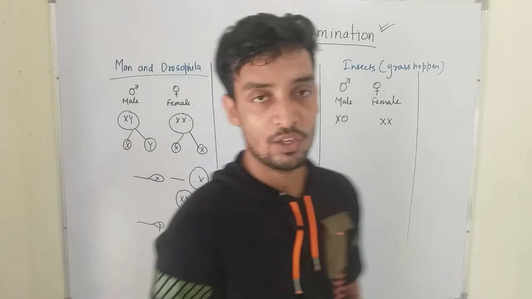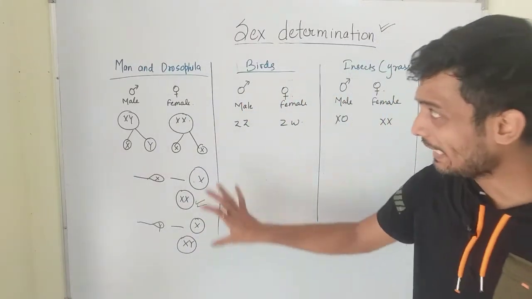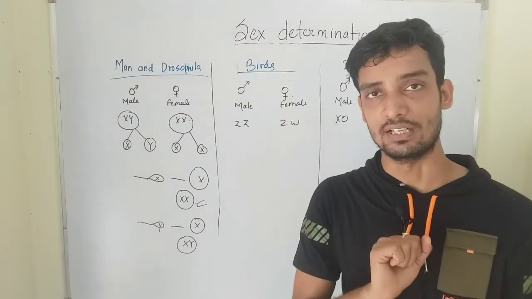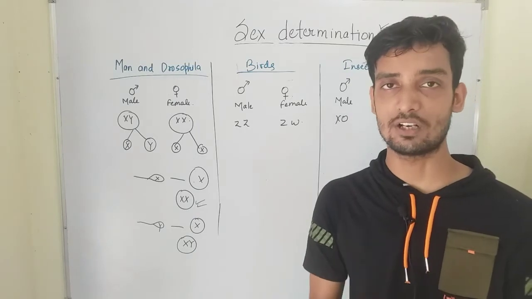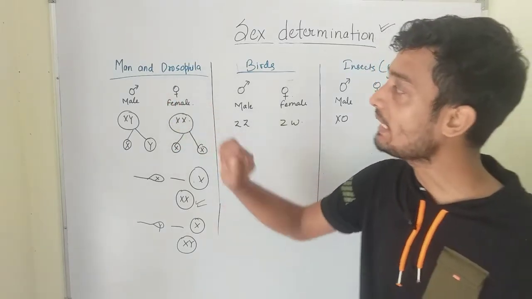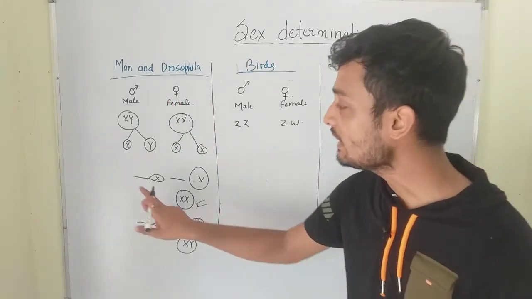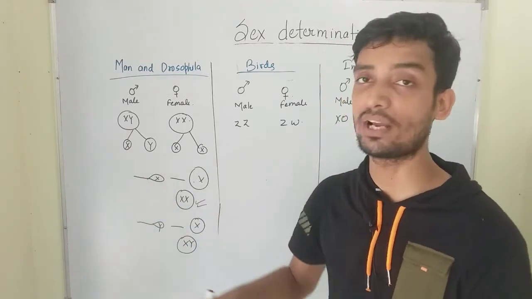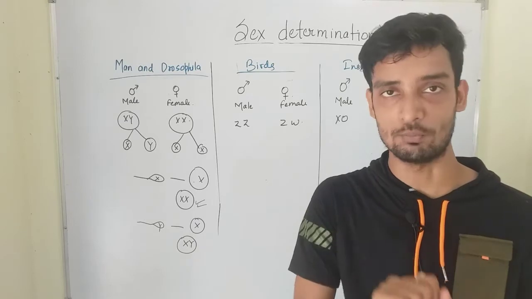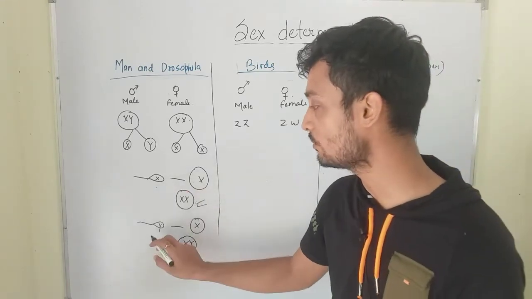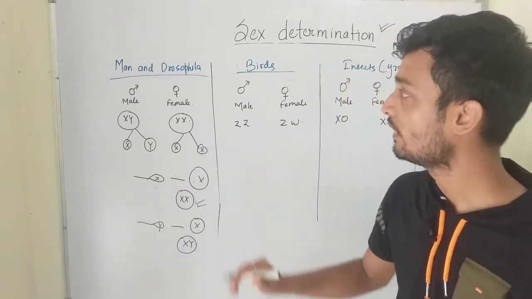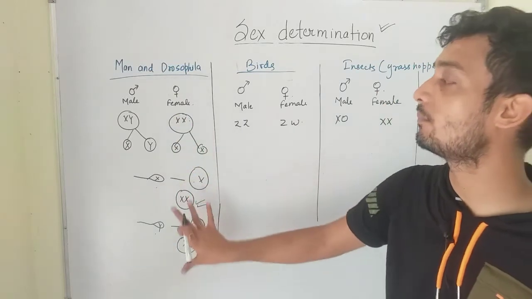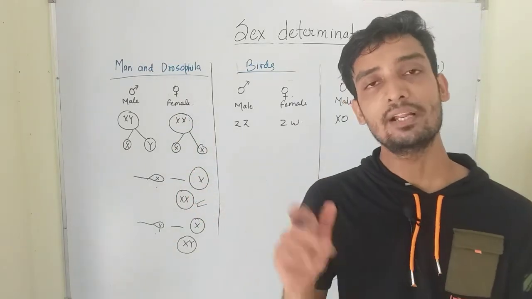So in the case of man and drosophila, who is determining the sex of the individual? The man is determining, because the man forms two kinds of gametes that contain different chromosomes, that is the X chromosome and the Y chromosome. So this is how sex is determined in man and drosophila.